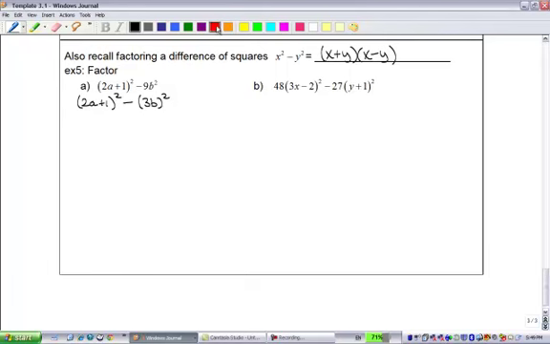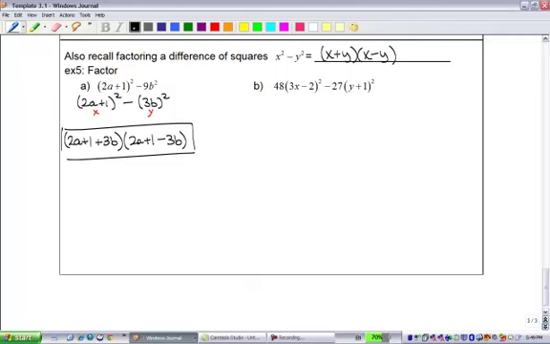So this would be like our x. This would be like our y in the above equation. So we should have (x plus y)(x minus y). Look for any simplifying in this case. 2a plus 1 plus 3b doesn't really simplify at all, nor would the second term there, so we can just leave it off right there.